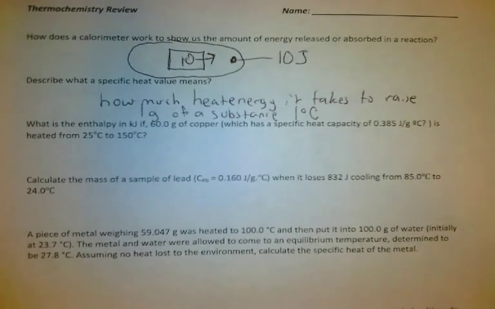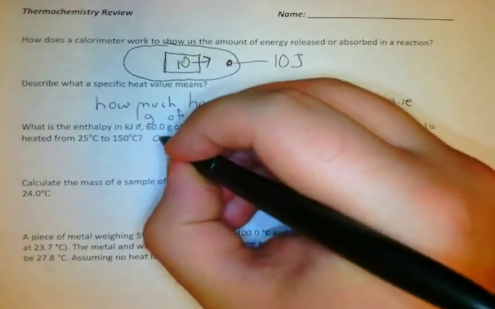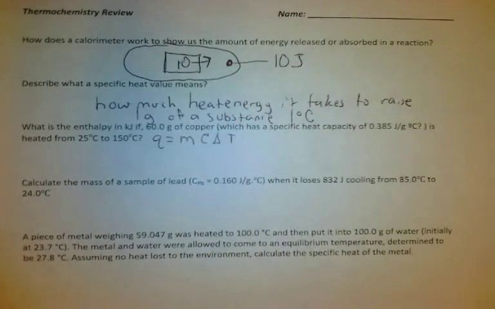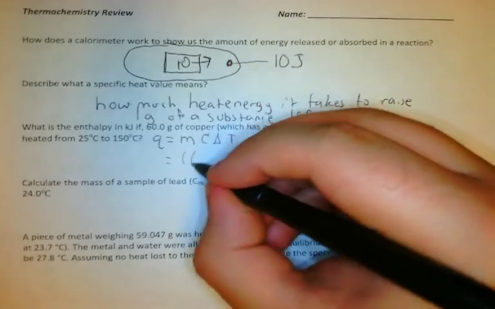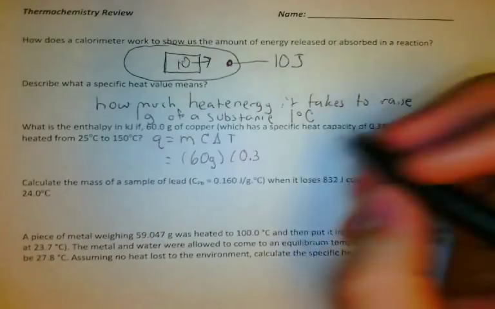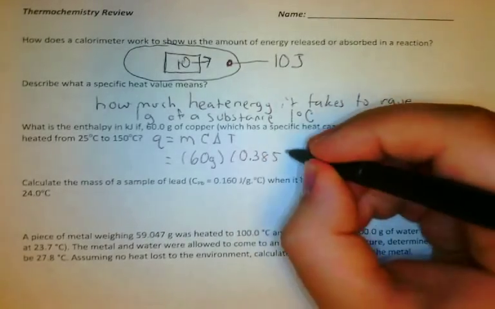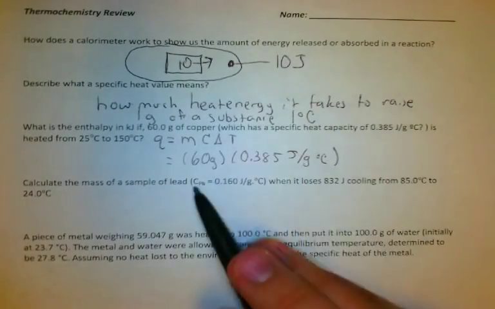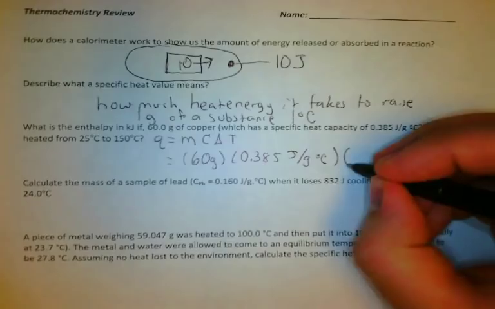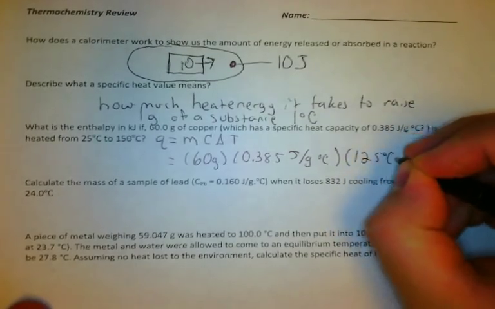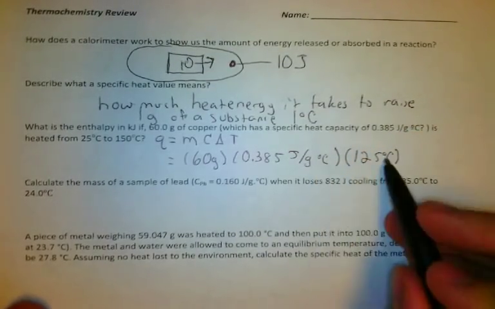So we are going to use our calorimeter equation. We are going to use Q, which is heat, equals mc delta T. So we set this up. Mass is 60 grams. Our specific heat is 0.385 joules per gram degree Celsius. So we've canceled grams now, top and bottom. And our change in temperature was 150 minus 25 because it's final minus initial, so 125 degrees Celsius. We've now, in turn, canceled our degrees Celsius.